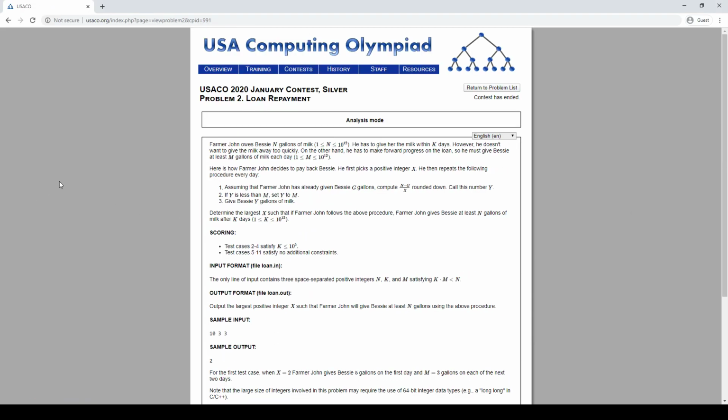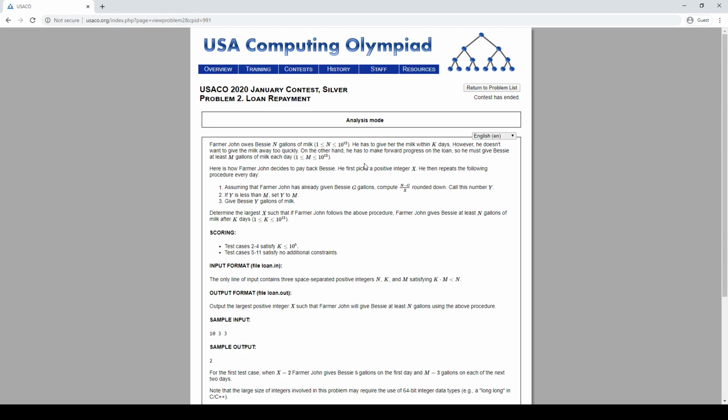Alright, we're looking at loan repayment, which is the second solver problem from the USACO 2020 January contest. So what's going on here? Farmer John owes Bessie N gallons of milk, where N is up to 1 trillion. It's a lot of milk. So he must give the milk within K days, and he must give at least M gallons a day, also up to 1 trillion. Okay. Pick X, compute how much is left, divided by X.